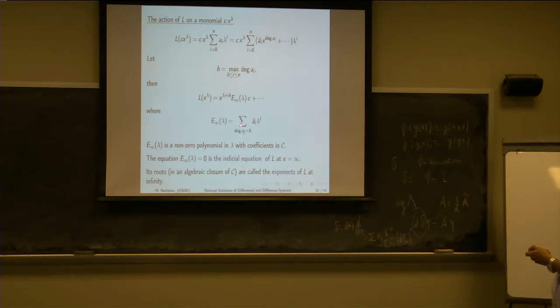And this is the so-called initial polynomial. Okay, this is the initial equation, and it is a non-zero polynomial. Is this different from the method of Frobenius? Yeah, this is exactly the idea.